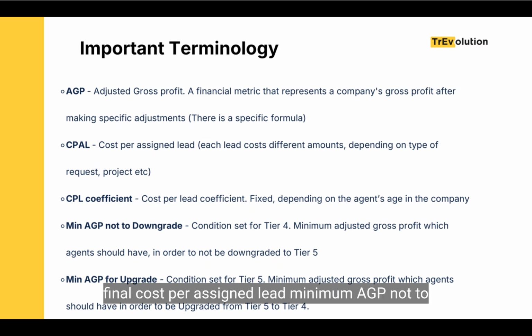Minimum AGP not to downgrade is the condition set for Tier 4. Minimum adjusted gross profit which agents should have in order to not be downgraded to Tier 5. If the agents drop below that number, they go to Tier 5. Minimum AGP for upgrade is the condition set for Tier 5. Minimum adjusted gross profit which agents should have in order to be upgraded from Tier 5 to Tier 4. Upon reaching that number, the agents will be upgraded to Tier 4.